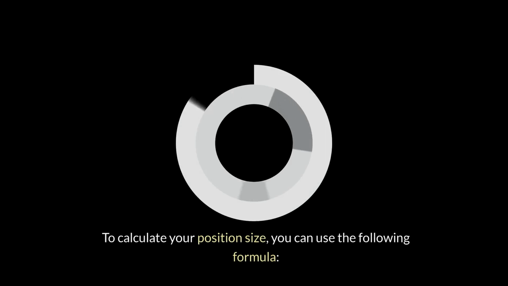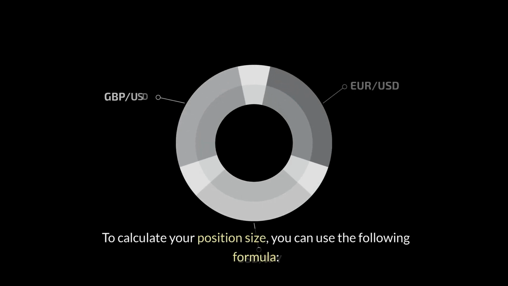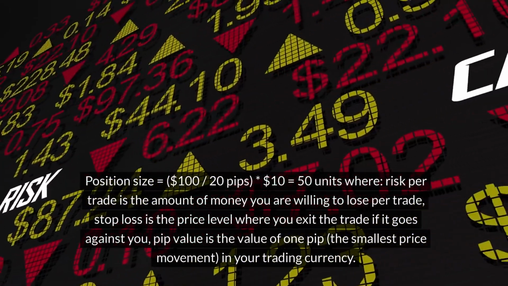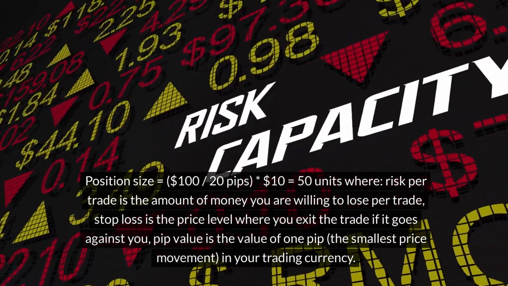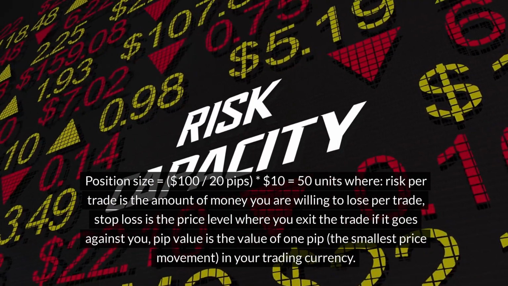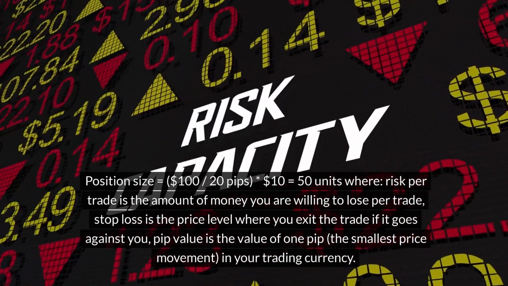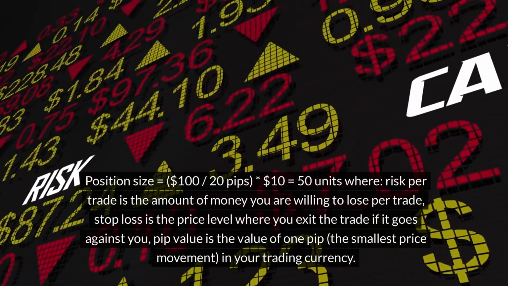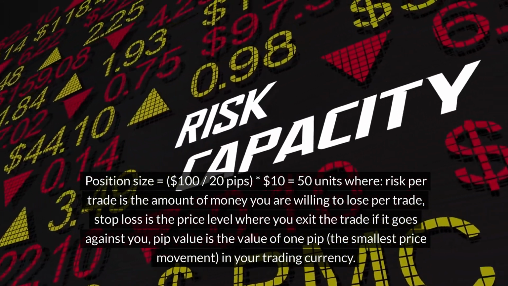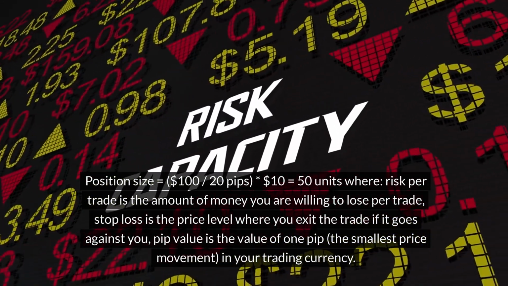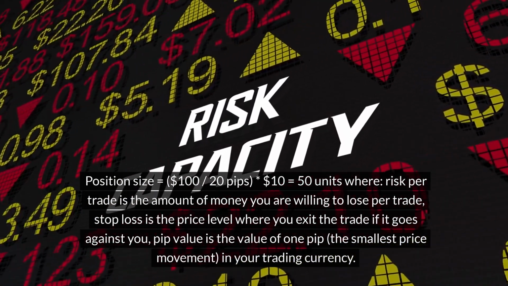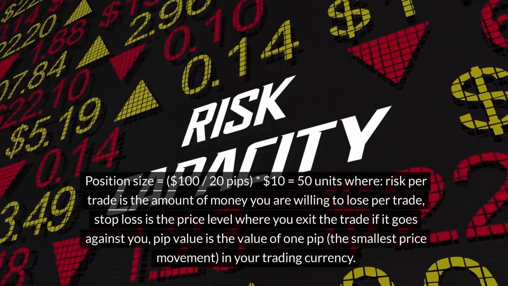To calculate your position size, you can use the following formula. Position size equals risk per trade divided by stop loss times pip value, where risk per trade is the amount of money you are willing to lose per trade. Stop loss is the price level where you exit the trade if it goes against you. Pip value is the value of 1 pip, the smallest price movement, in your trading currency.